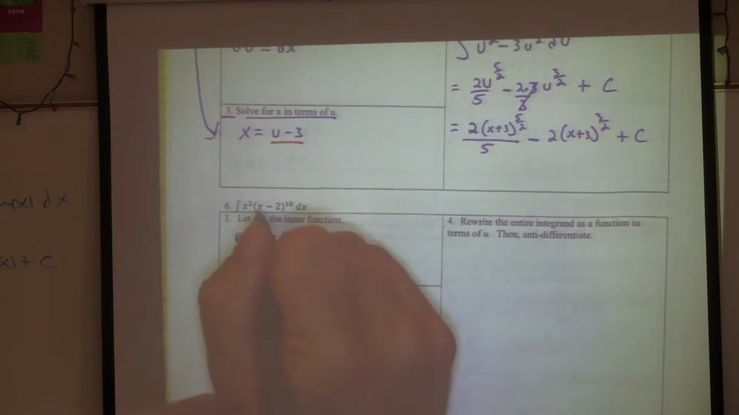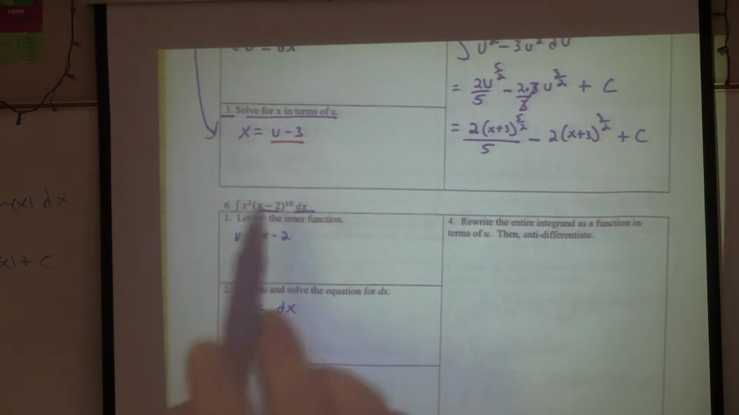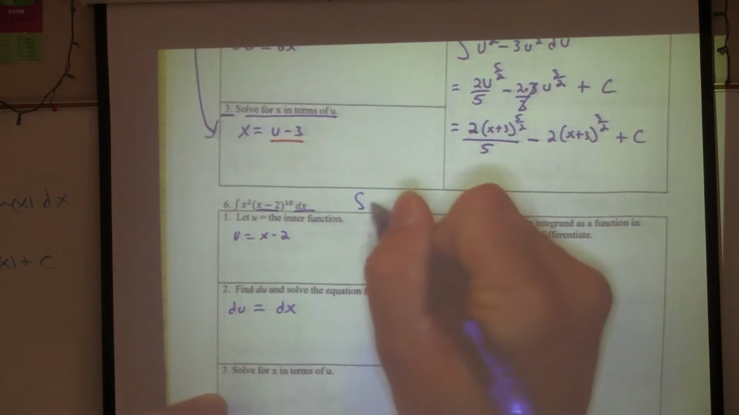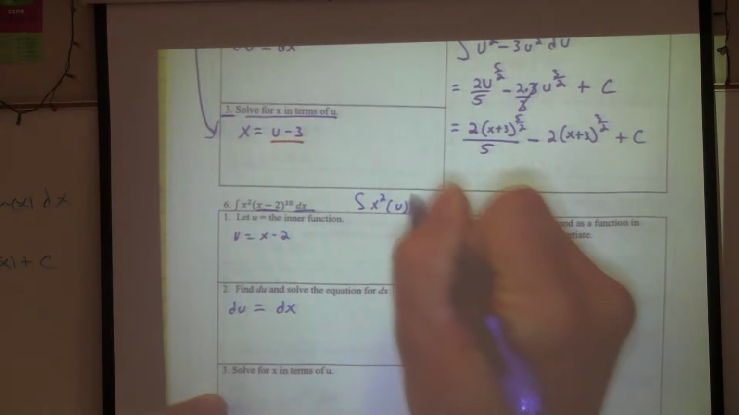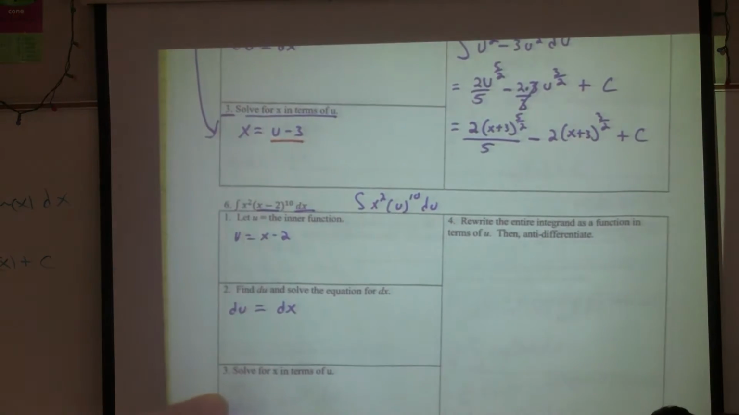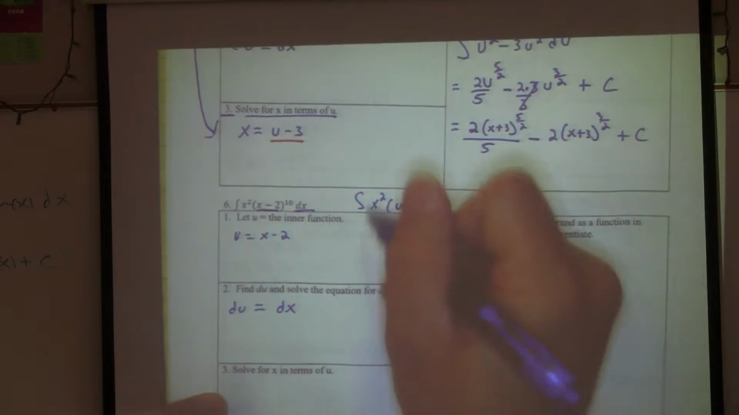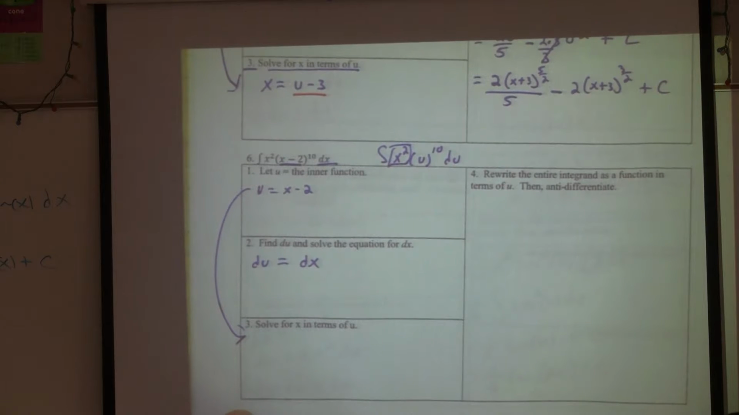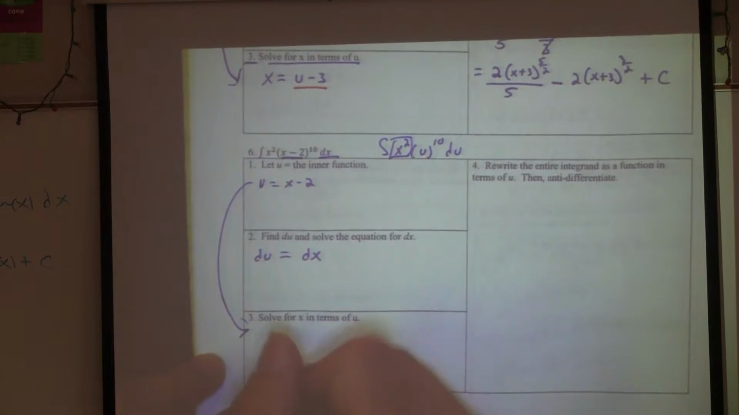So we replace this, and we replace this, but did that x squared go away? No, it's not going to go away, because there's nothing here that's going to make it go away, right? So it'll be the integral of x squared, u to the 10th, du. We've got to get rid of that x squared. So we've got to use this guy to solve for x, to replace it. So what is x going to be?